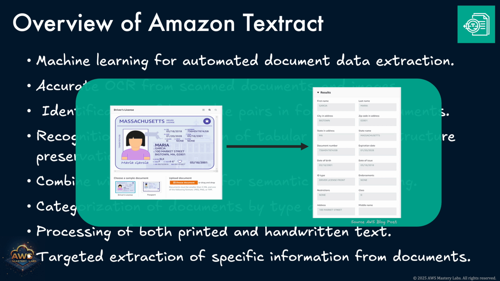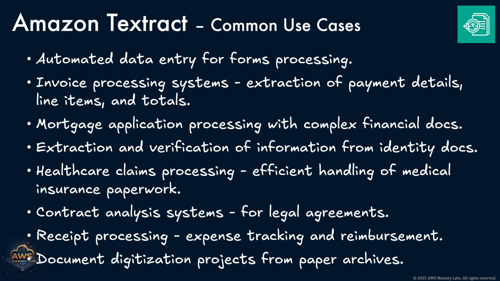And with query-based extraction, users can target specific information by asking questions like, "What's the due date?" or "Who is the recipient?", returning only the relevant answers from unstructured content. Amazon Textract enables organizations to automate the extraction of critical information from documents at scale, empowering smarter workflows and faster decision-making across industries.